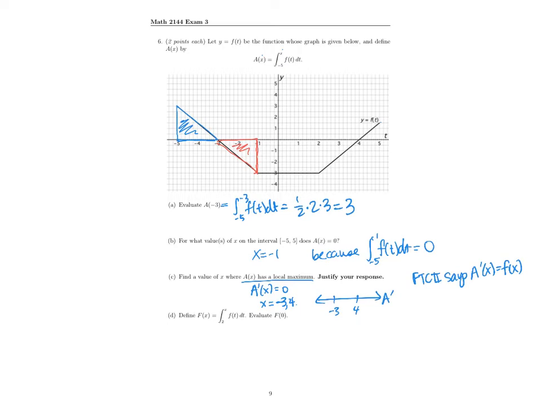So here, A prime, which is the same as f, is positive to the left of -3. And it's negative between -3 and 4, because it's below the x-axis. And then after 4, A prime, which is the same thing as f, is positive again. And so what does that mean about A? So A is increasing, then A is decreasing, and then A is increasing again. So if I want to find where it has a maximum, that's going to happen at x equal -3. So A of x has a max at x equal -3, and this is by the first derivative test.